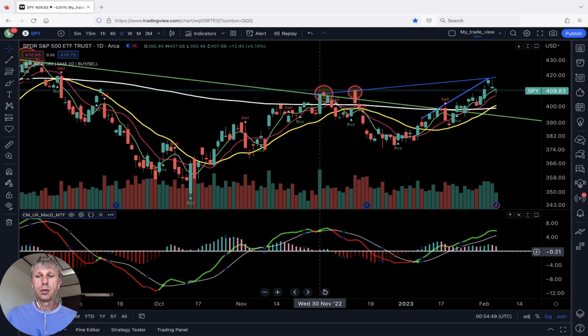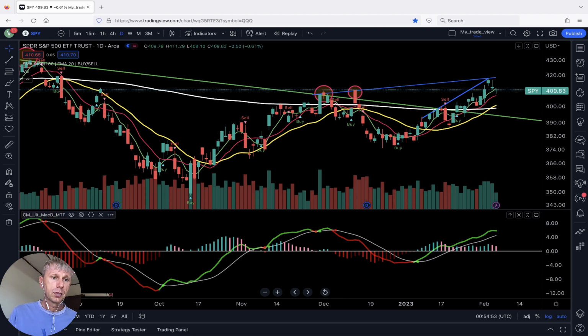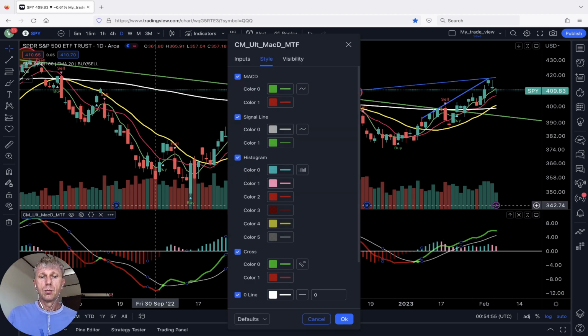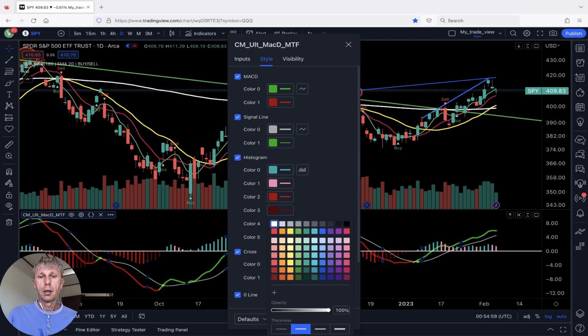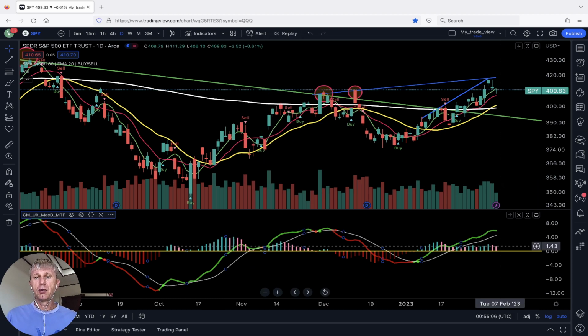This line in between should be yellow, but for some reason it's blue. Let me change it to yellow. I don't know why it's not yellow. Now it's yellow. Okay, yellow is the zero line between the bullish and bearish zone.